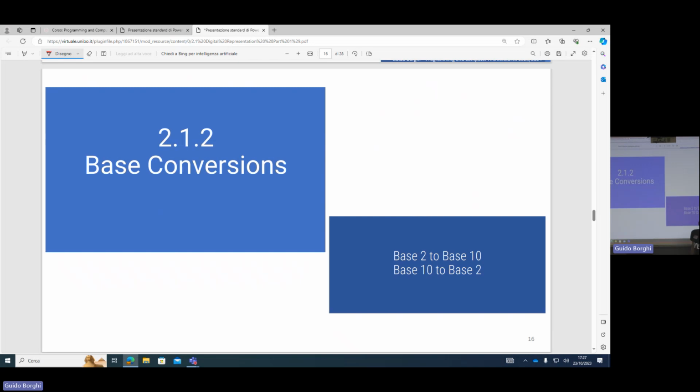Okay, so base conversion. Now we are ready to convert from base 2 to base 10, from base 10 to base 2, from base 16 to base 10, and so on. Okay, are you ready to do that?